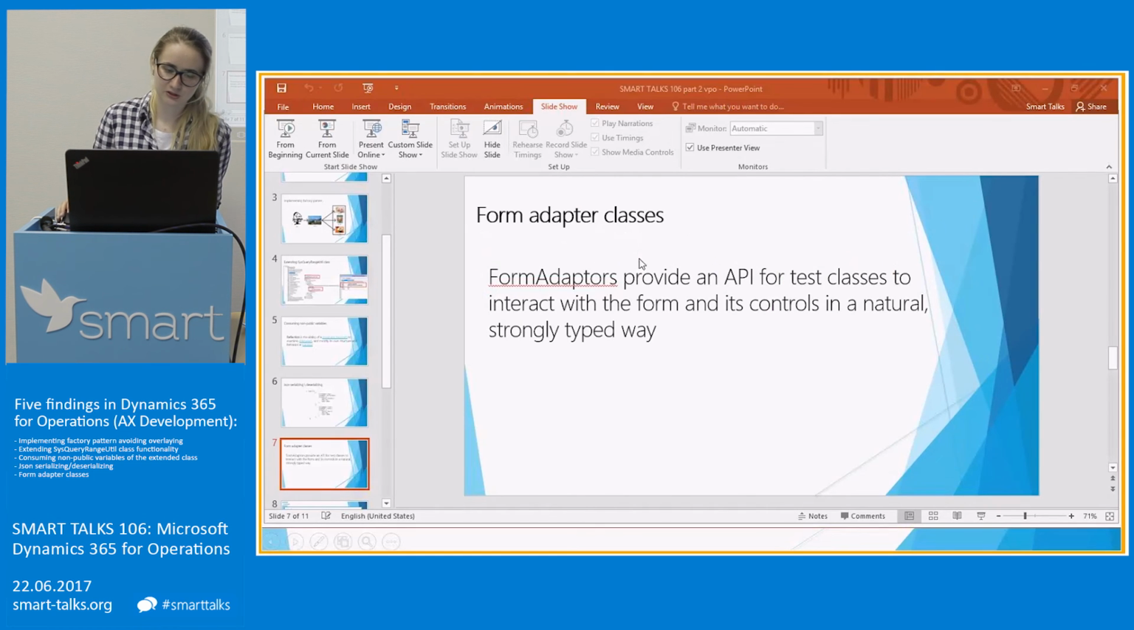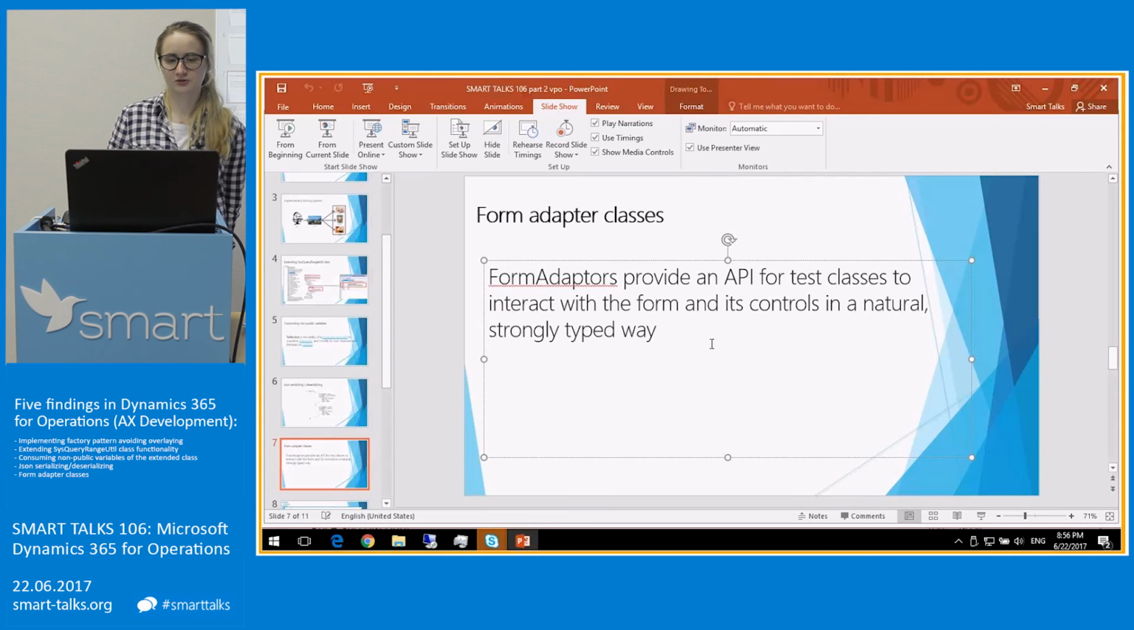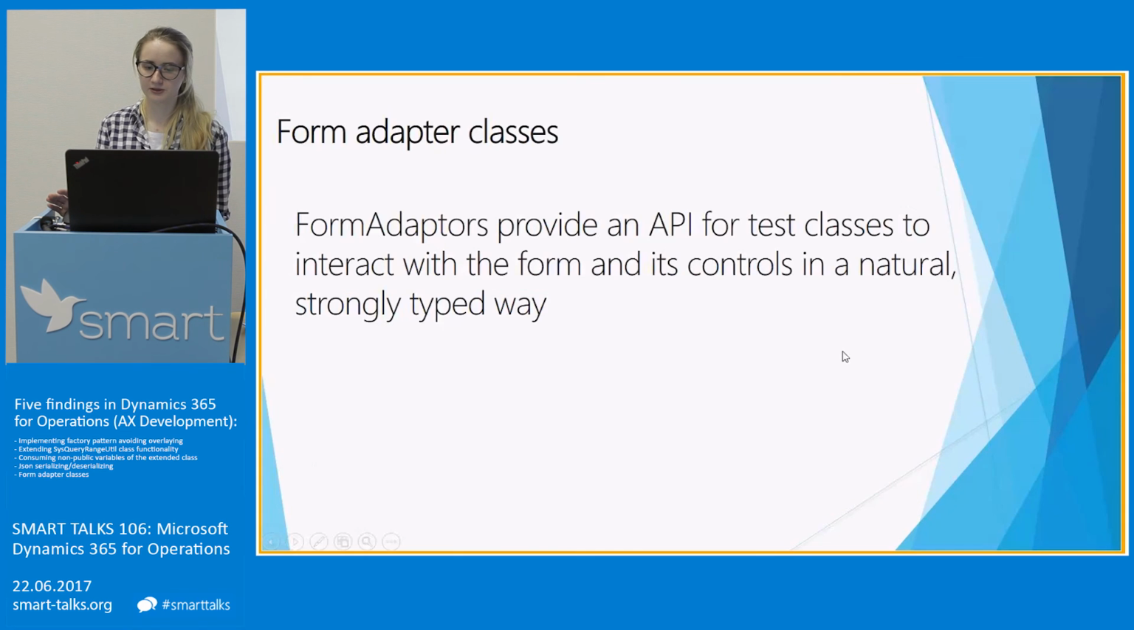But what Microsoft did specifically for testing purposes, they introduced a new concept, a new type of classes, which are called form adapters. And as you can see on the slide, a form adapter is a class that provides an API for test classes to interact with the form and control the form in a simple way. So for example, if you want to simply open the form, you don't need to define many lines of code, to call a menu item, to set the args with records, to define the data that you want to display on this form. You can simply do it within one line of code using form adapters.